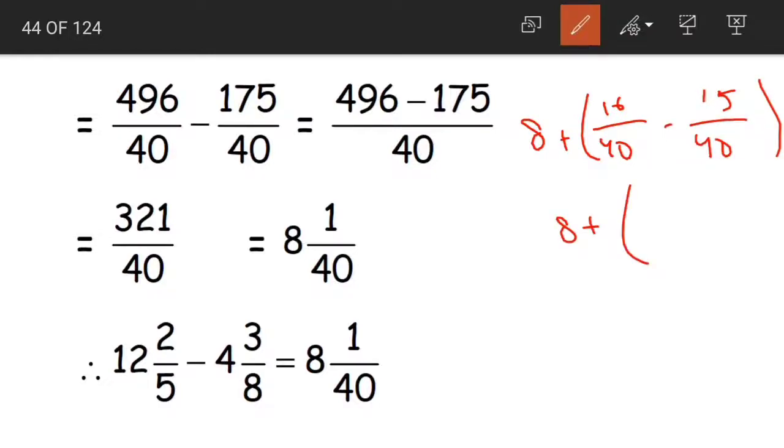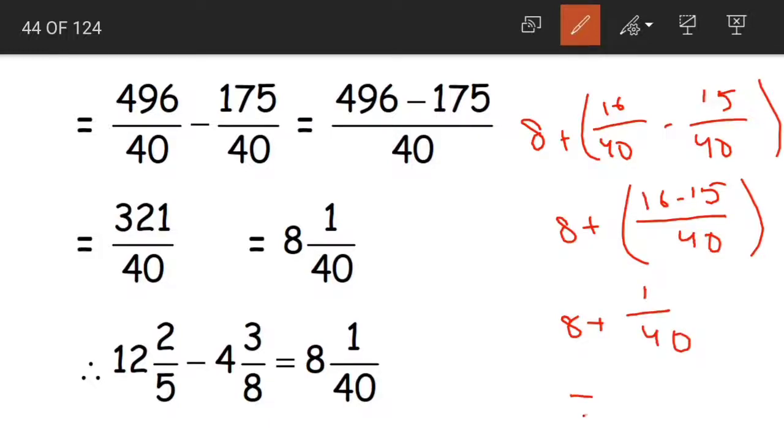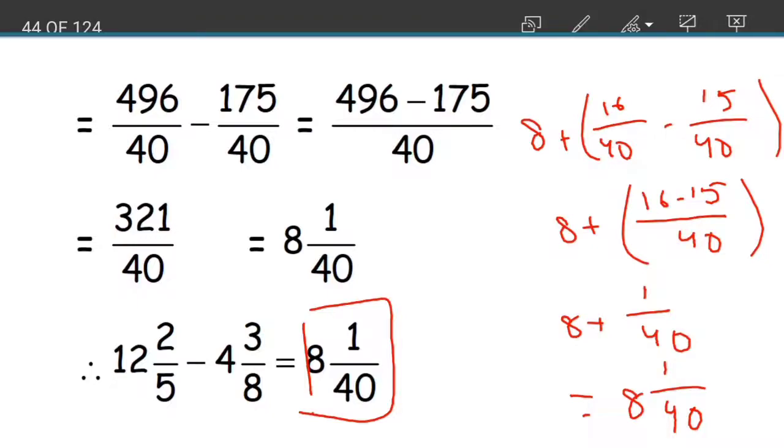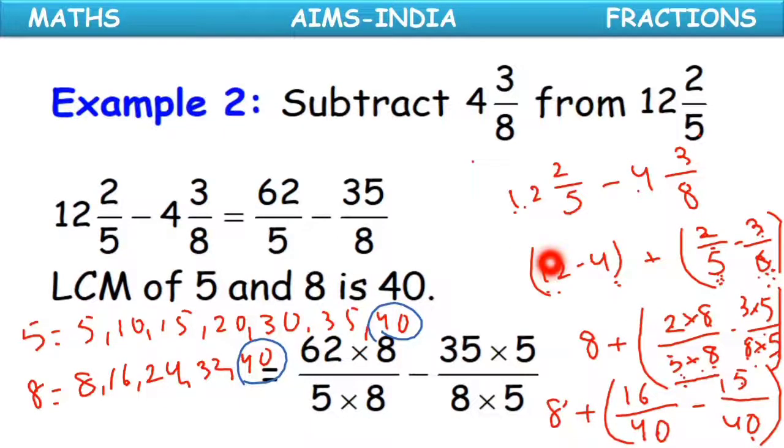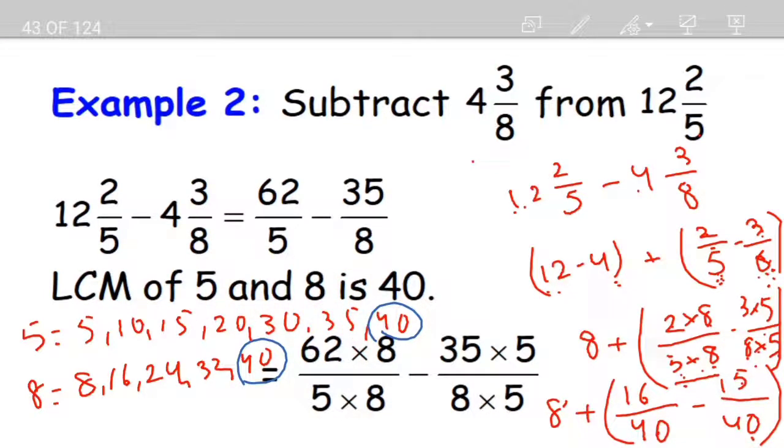How will we subtract these two like fractions, children? 16 minus 15 by 40, that is equal to 1 by 40. That is nothing but 8, 1 by 40. See, even here we got the same answer, that is 8, 1 by 40. So we can follow either of these methods. We can subtract the whole numbers and the fractions separately and then combine them together, or else we can convert the mixed fractions into improper fractions, find out the LCM and then subtract them, children.